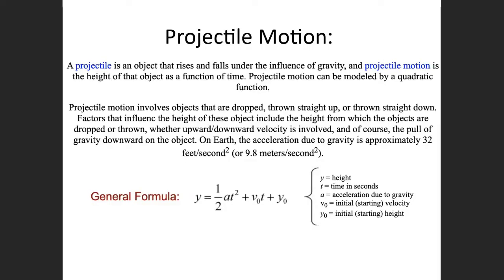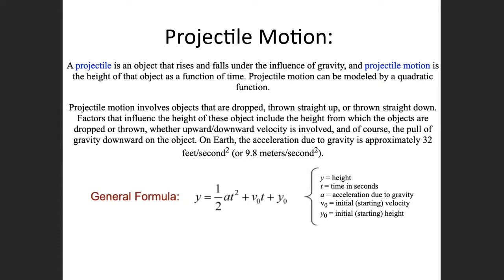Projectile motion is an object that rises and falls under the influence of gravity, and projectile motion is the height of the object as a function of time. Projectile motion can be modeled by a quadratic function. Projectile motion involves objects that are dropped, thrown straight up, or thrown straight down.